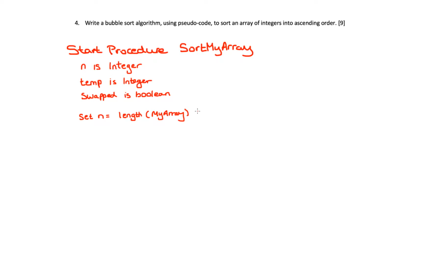Then I need some iteration. I'm going to use a repeat until loop, and I'm going to repeat until swapped equals false. So I'll open my repeat, and then inside that, I need to initialize the swapped variable. So I'm going to write set swapped equals false. So when we enter the loop, we start off with swapped equaling false. If that changes to true, we need to continue looping again.